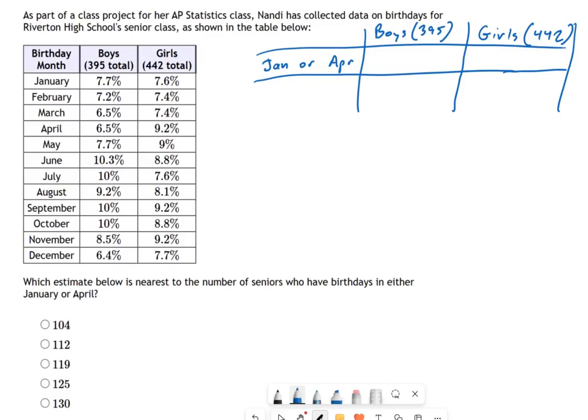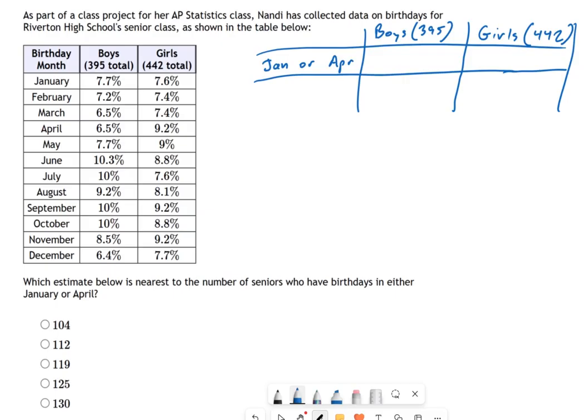We have a question here. This is asking for the number of seniors at Riverton High who have birthdays in January or April. And what we have to go on is a percentage table over here, where we're given the percentage of seniors in each month.